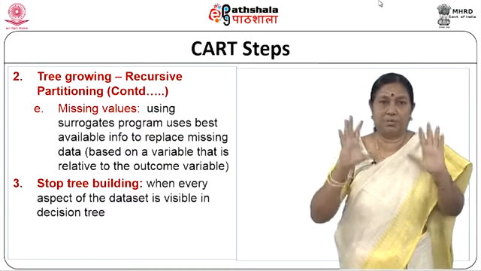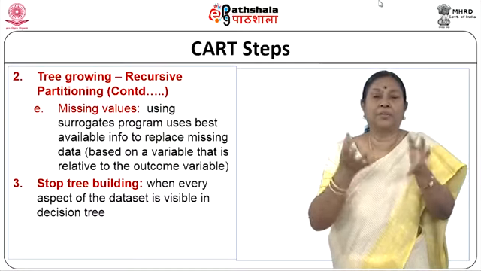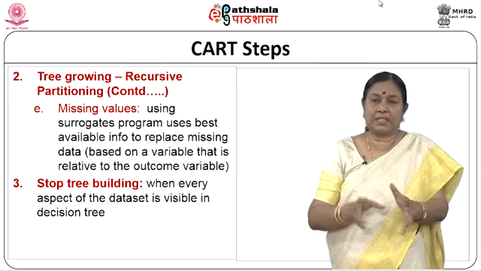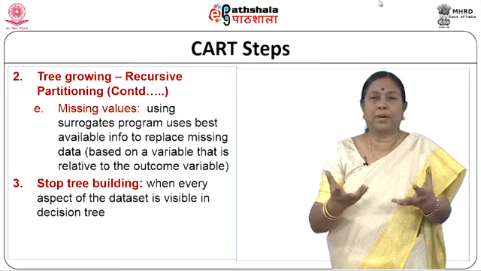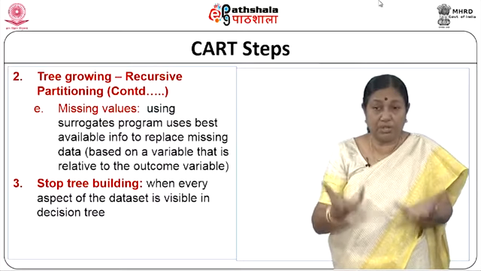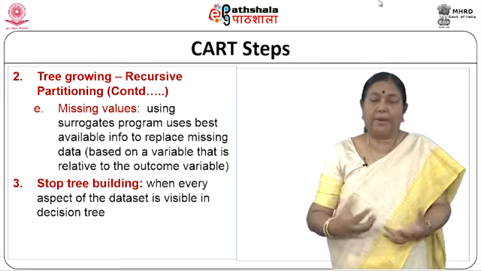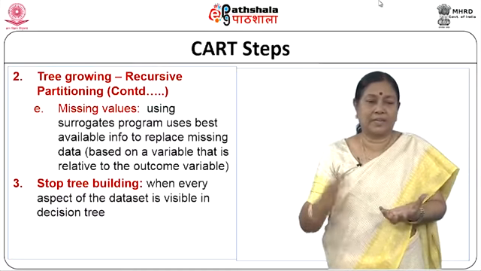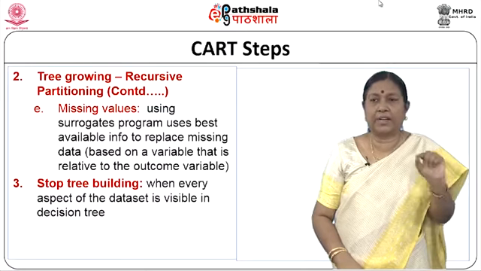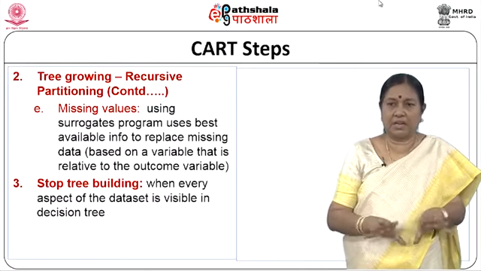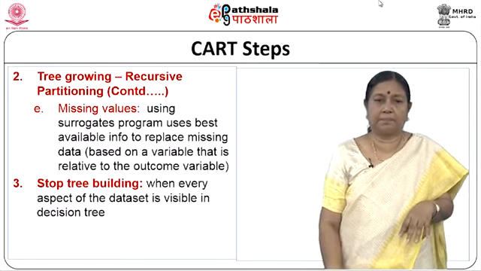So, you start with an initialization, then you do recursive partitioning. This recursive partitioning has 5 sub-steps. Important ones are when do you stop, how do you label, and how do you tackle missing values; all that we consider. Now we have to stop the tree building. When every aspect of the data set is visible in the decision tree, then you stop the tree building.